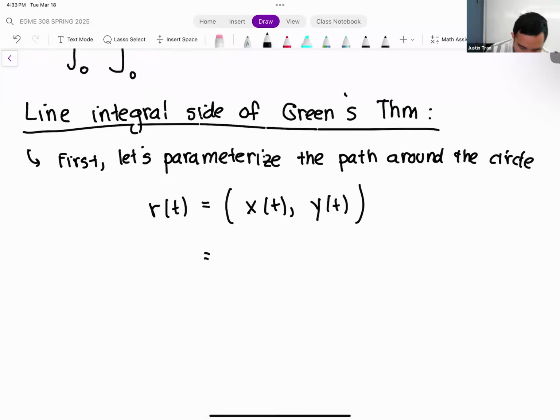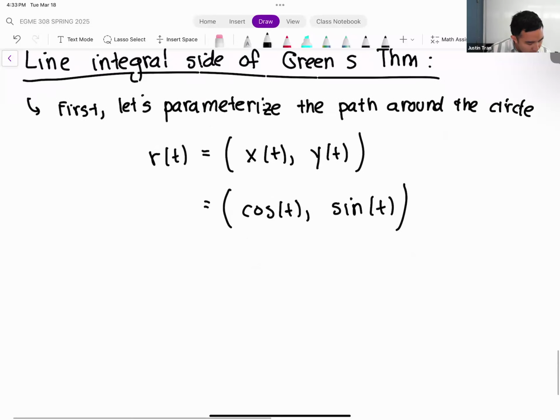Okay, so for a circle, remember we talked about this last time. A circle has a very simple parameterization. For the x coordinate, we're going to go cosine t, and for the y coordinate, we're going to go sine of t. If you plot this from t equals 0 to 2 pi, that's one full rotation around the circle. That's going to take you on a path around the circle, so this describes the x coordinate and the y coordinate of that circle.